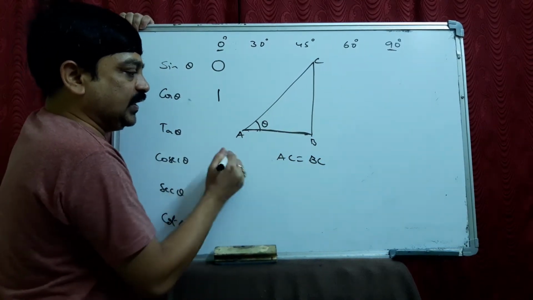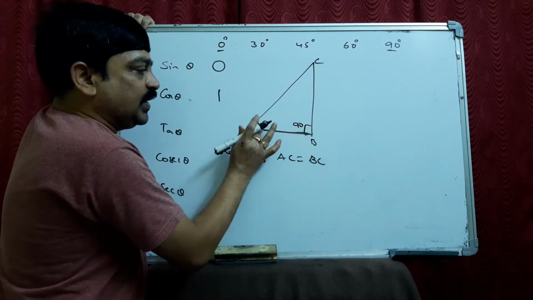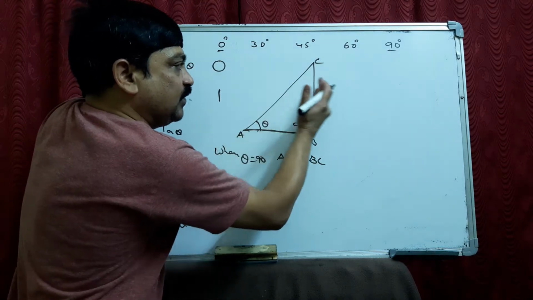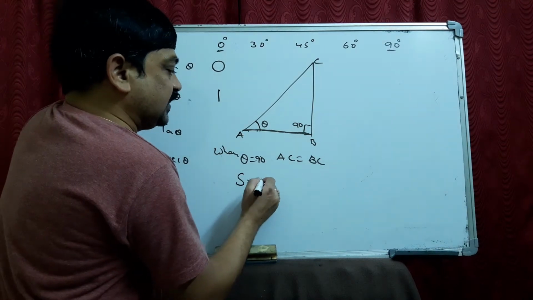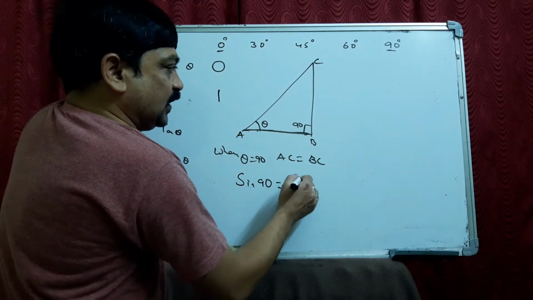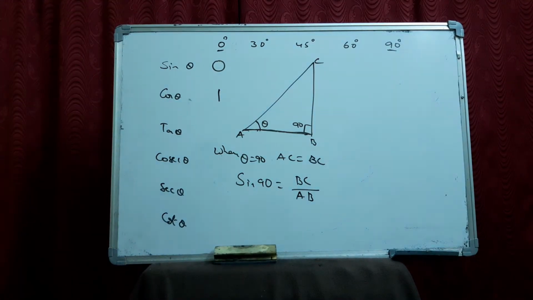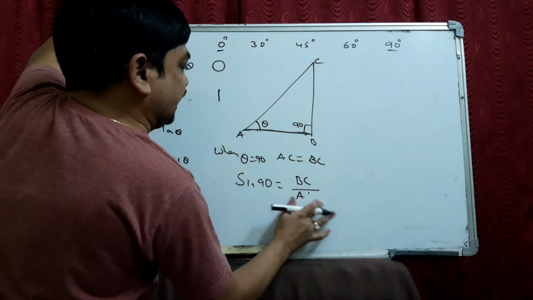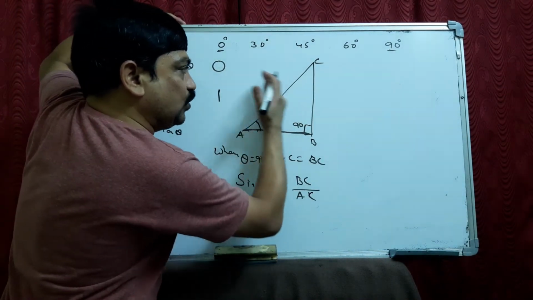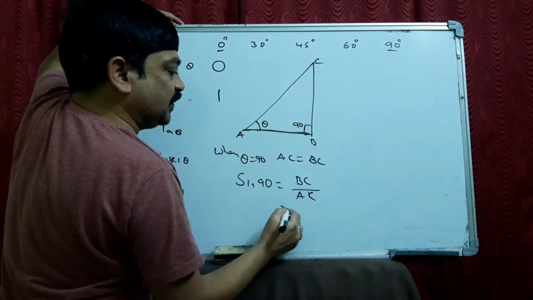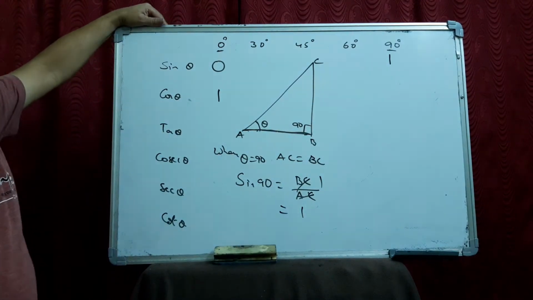Because it is 90 here, when these two are the same, it will go like this. So AC becomes BC. So what is sin 90? Opposite side BC by, very sorry, one minute, it is AC. BC by AC. So when theta is 90, it will go to BC, so BC and AC become the same. It becomes 1. So sin 90 is 1.